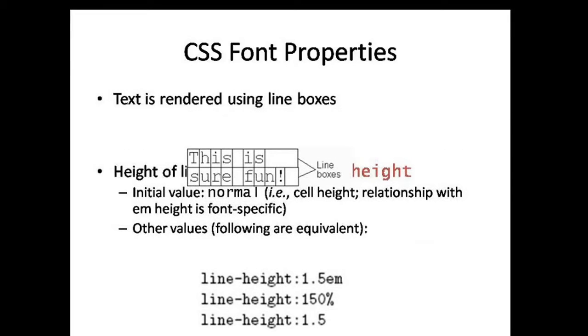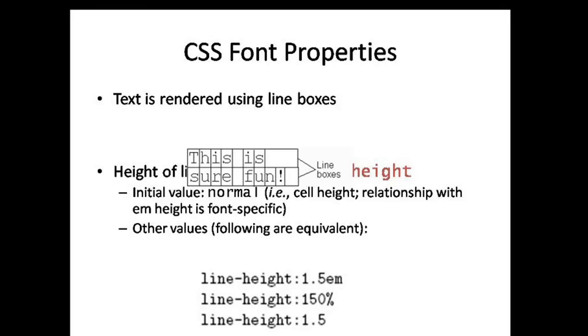Now, whenever text is rendered in HTML, it follows this particular alignment. Like if you are going to print this in 2 lines, then these will be divided into line boxes. This will be the line height. Initial value is normal, that is cell height. Relationship with EM height is font specific.